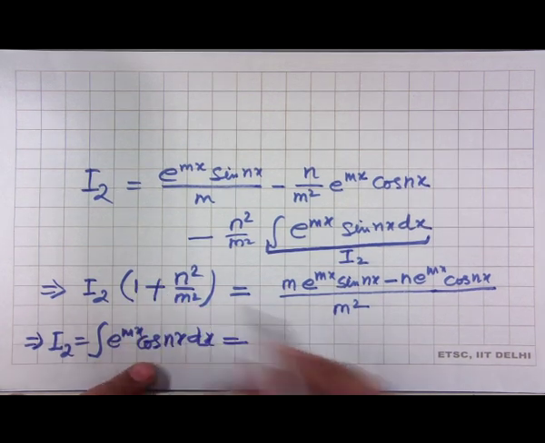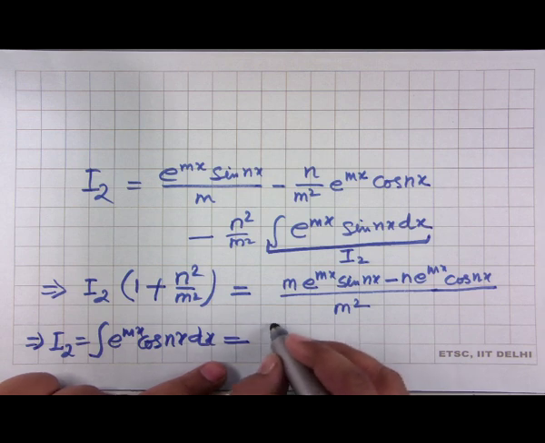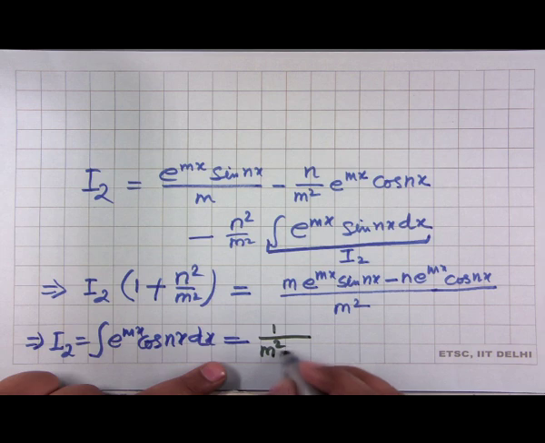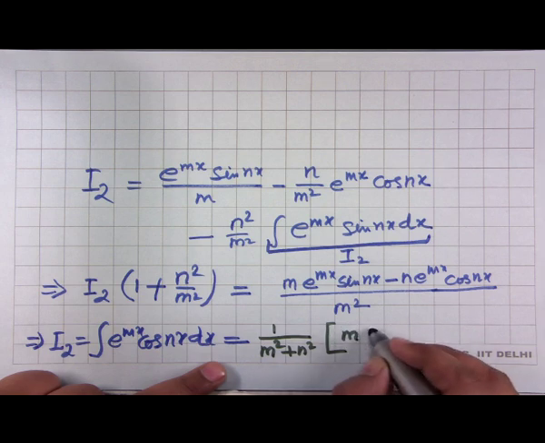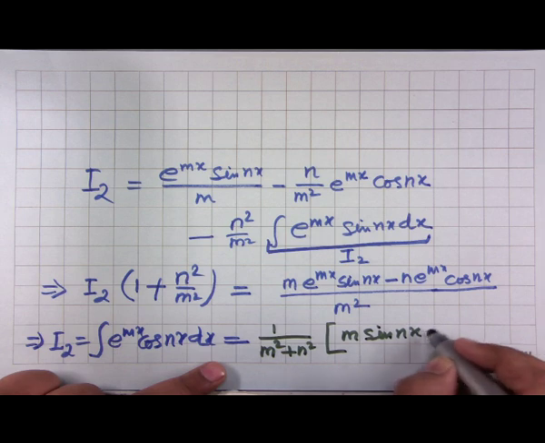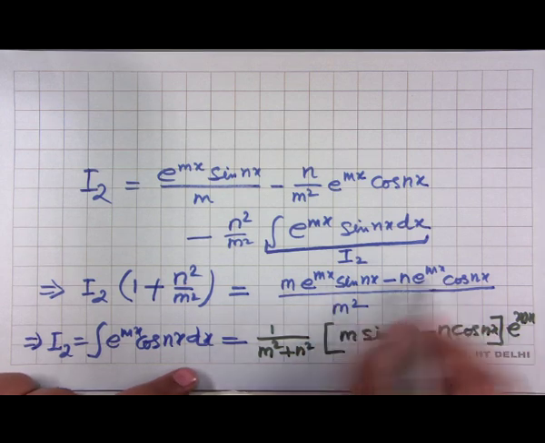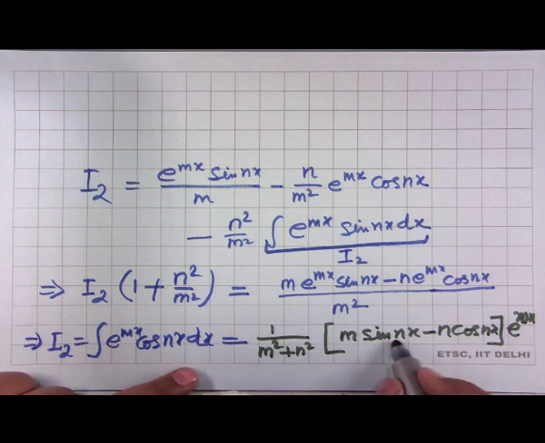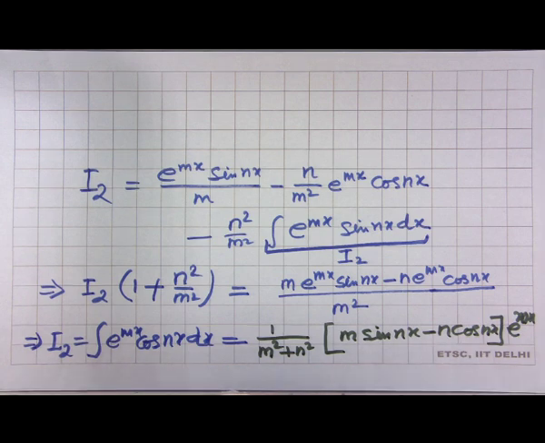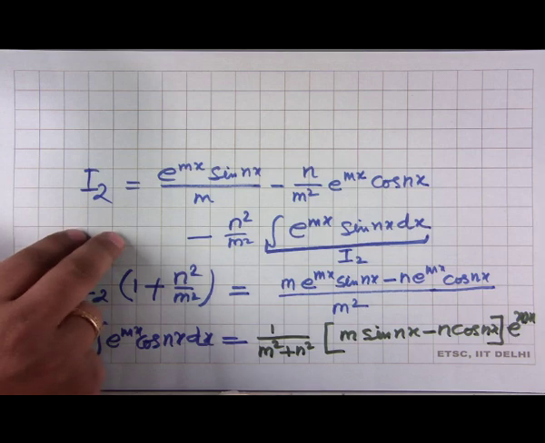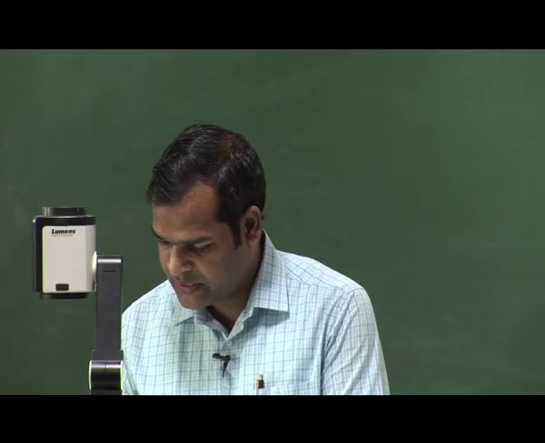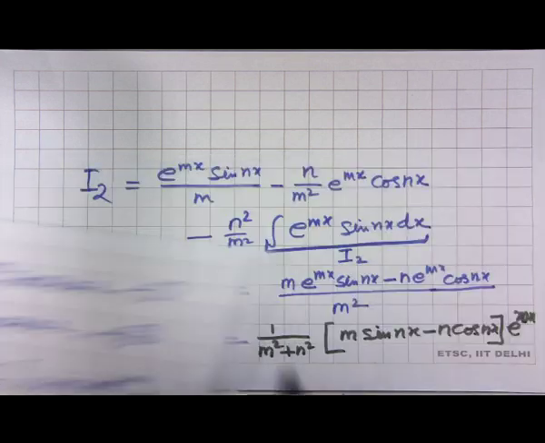So, here you will get m square plus n square, which will come in the denominator here, 1 by m square plus n square, m sin nx minus n cos nx into e raised to power mx. e raised to power mx is common, m sin nx minus n cos nx. So, this is what ultimately you will get when you simplify this. So, a similar procedure you can apply for the case when it is e raised to power mx cos nx, and then similarly you will get the similar formula.